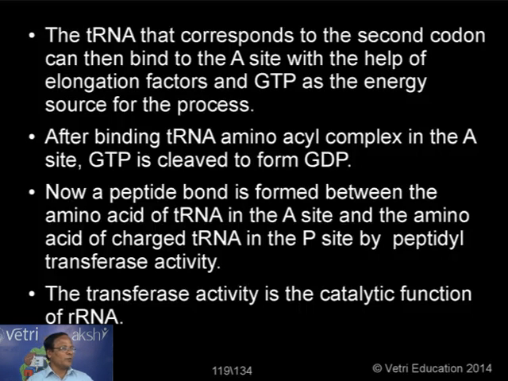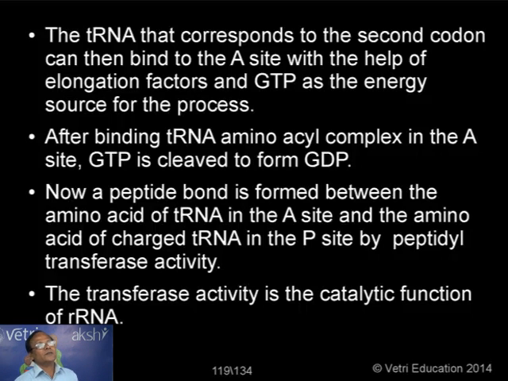Okay, so a peptide bond is formed between the amino acid of the tRNA present in the A site and the amino acid of the charged tRNA, that is, the one with the amino acid, for example methionine, in the P site. In the P site we have the first amino acid, methionine, and in the A site we have another amino acid. A peptide bond is formed between these two amino acids with the help of the enzyme peptidyl transferase.